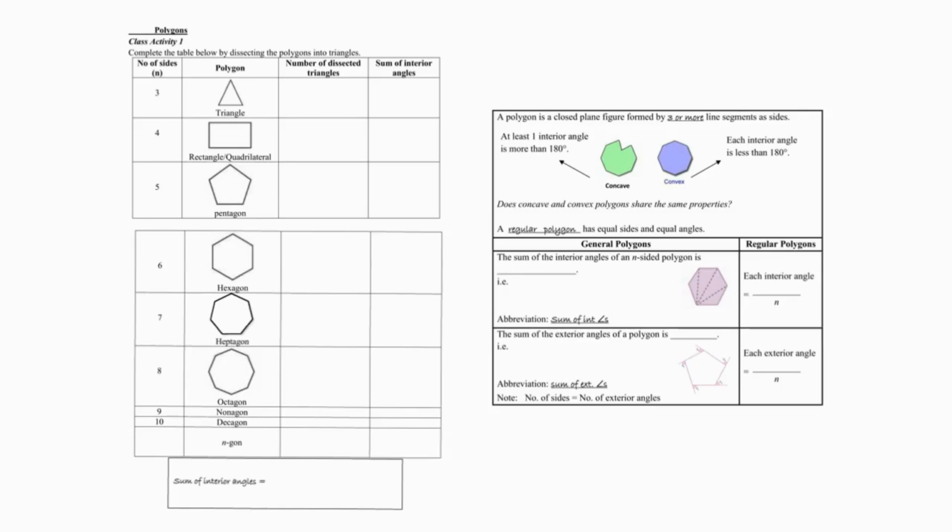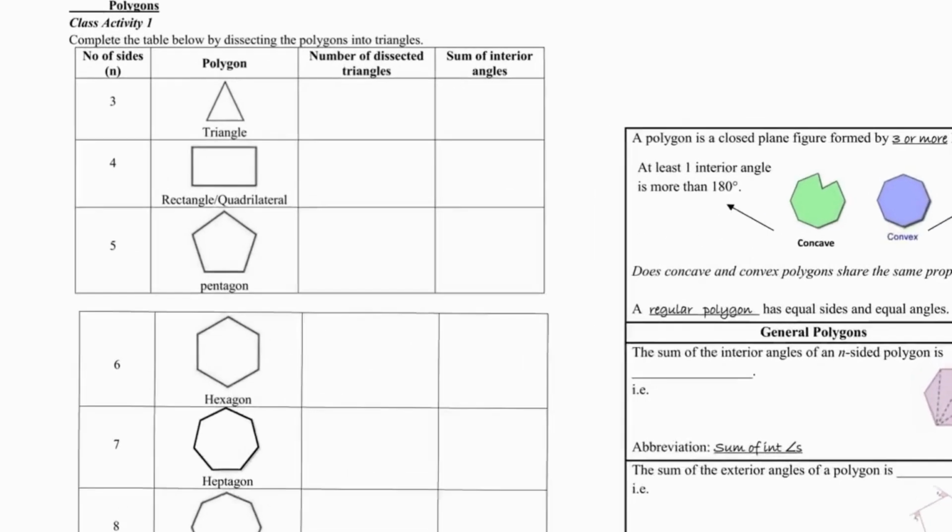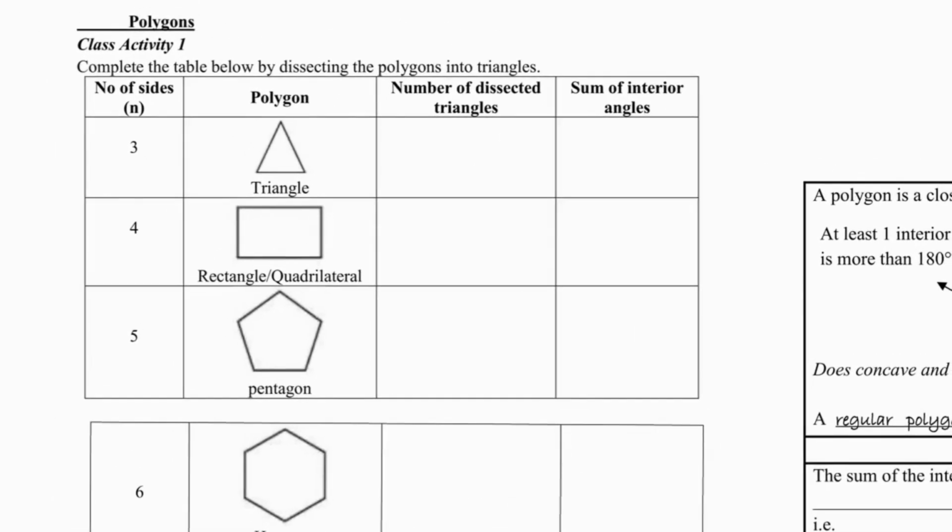Hello everyone, welcome to this math video where we will look at polygons in detail. So this will be one activity here that I'm going to slowly bring you through. We have the number of sides 3, which is a triangle, and number of dissected triangles, since it is already a triangle, will be 1. Sum of interior angles for a triangle is 180.